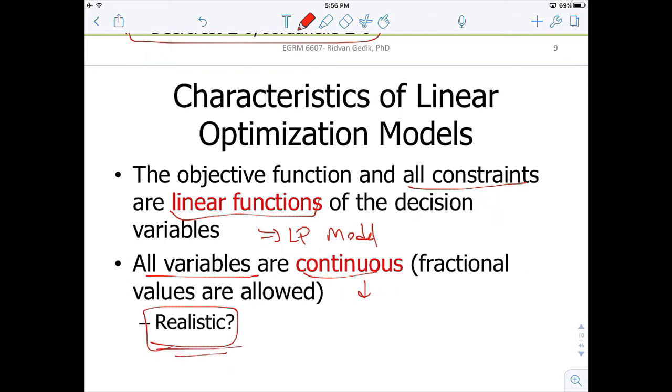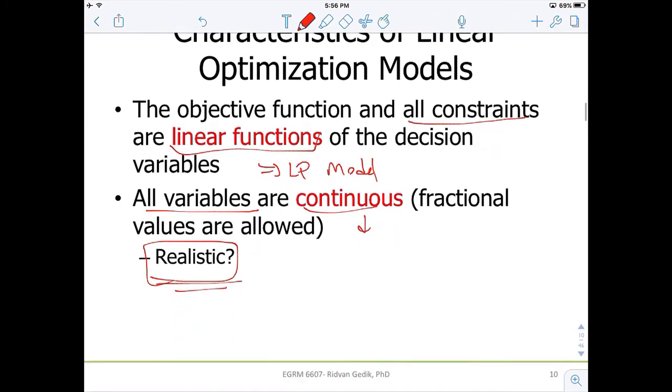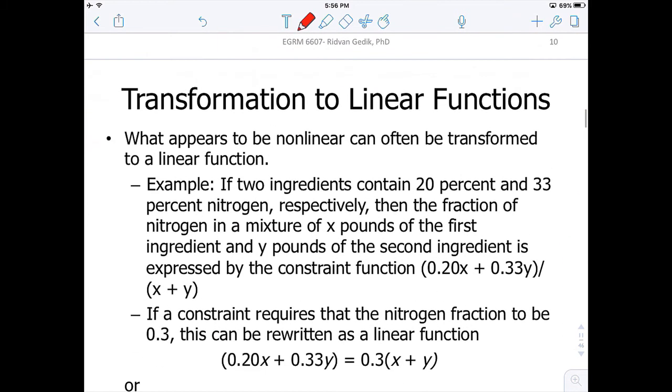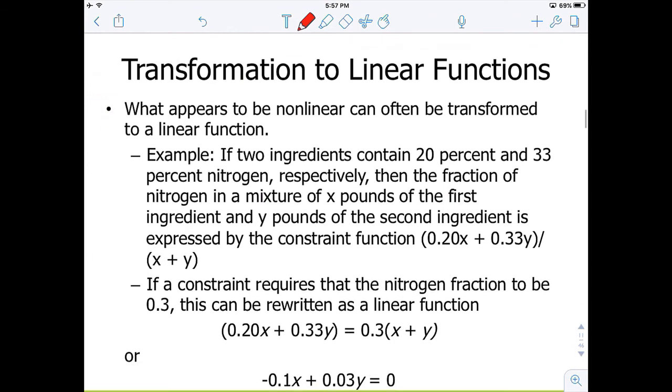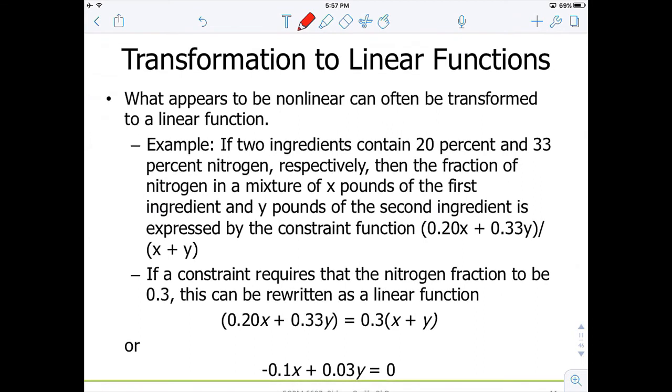But then why do we have to deal with linear programs? Because those are easier to solve compared to integer programs, okay? So if you get fractional values at the end, you can always round them up or down based on your constraints. And also there's often a quick trick that you can implement if your objective function or your constraint is nonlinear. Right? For example, the most common trick that we use is to convert a nonlinear ratio constraint into a linear one.